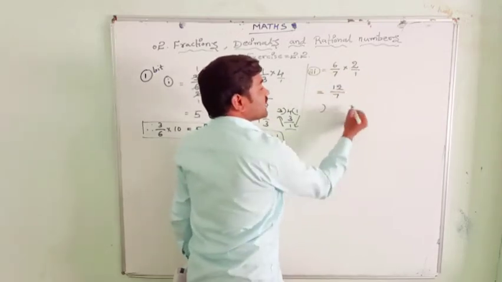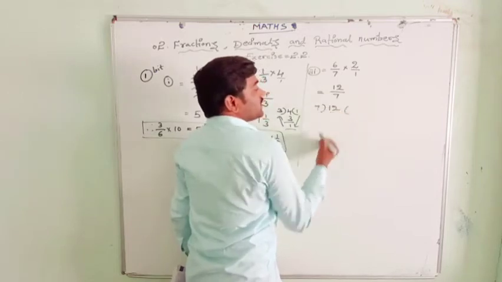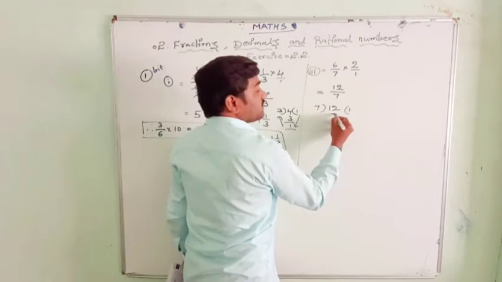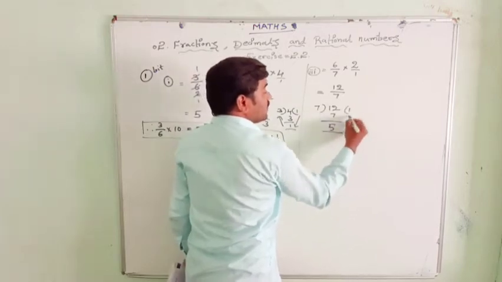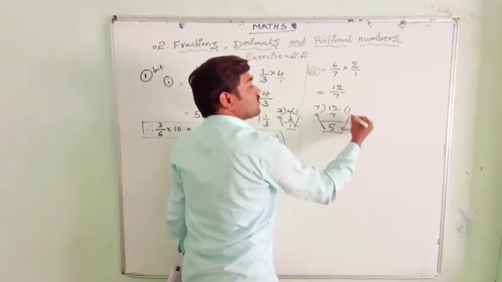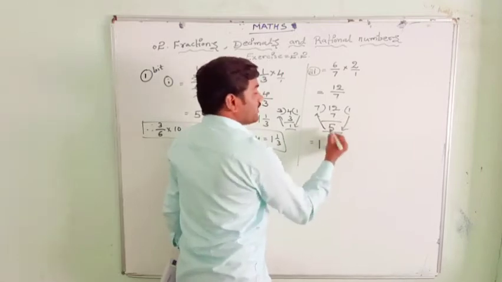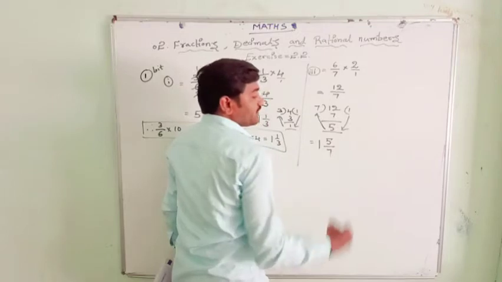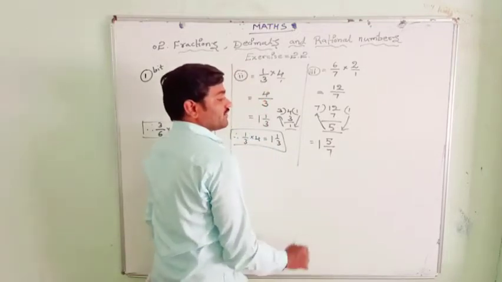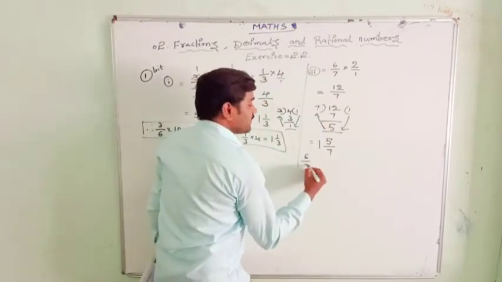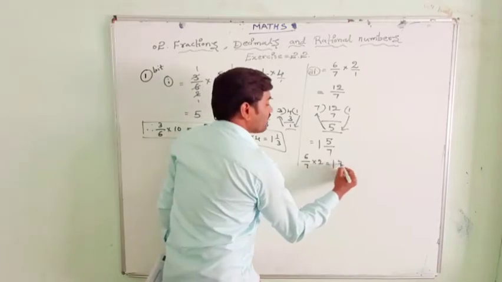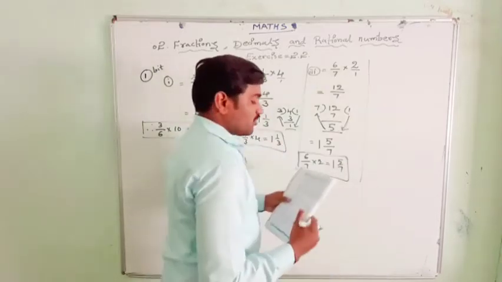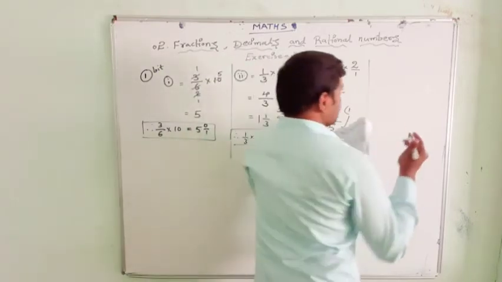Now 12 by 7, let us express in the mixed fraction form. Let us divide 12 by 7. 7 ones are 7. How much is left? 5. Now we will write in this form. This quotient will be the whole part, the remainder will be the numerator, and the divisor will be the denominator. 1 whole 5 by 7 will be the answer of 6 by 7 into 2. That is equal to 1 whole 5 by 7.